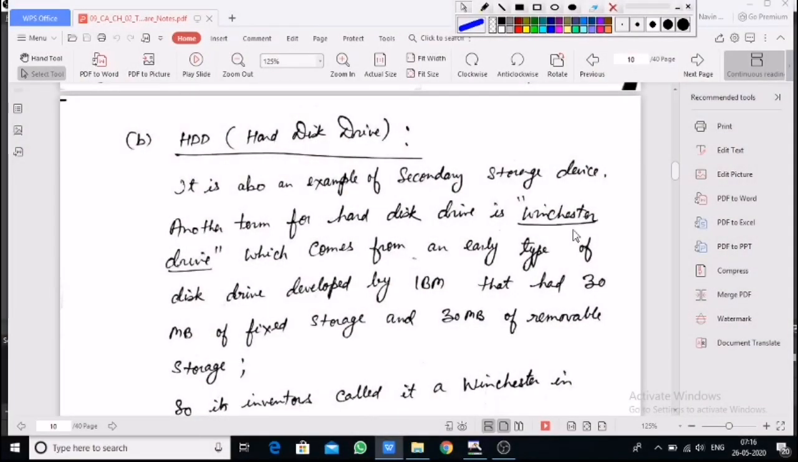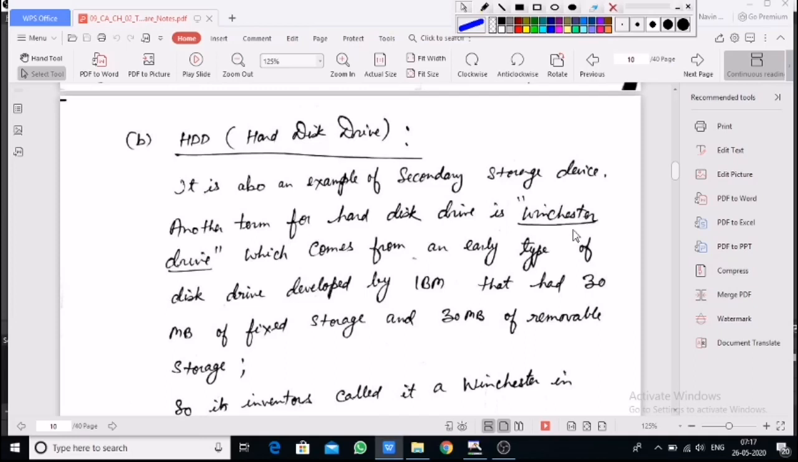This hard disk drive was also known as the Winchester drive. Why was it known as the Winchester drive? Because of an early type of disk drive developed by IBM, International Business Machines, which also invented the mainframe computer, that had 30 MB of fixed storage and 30 MB of removable storage.